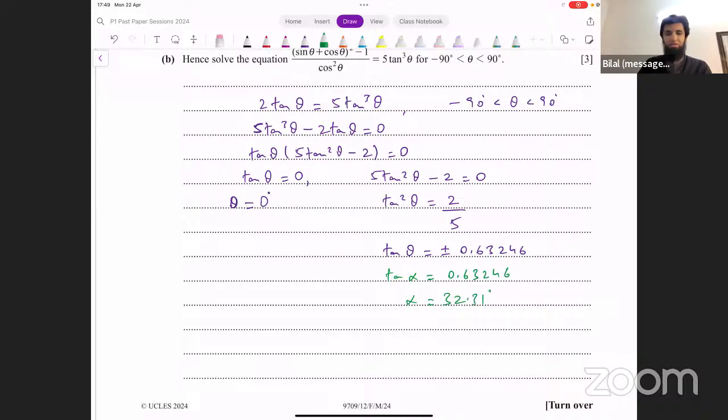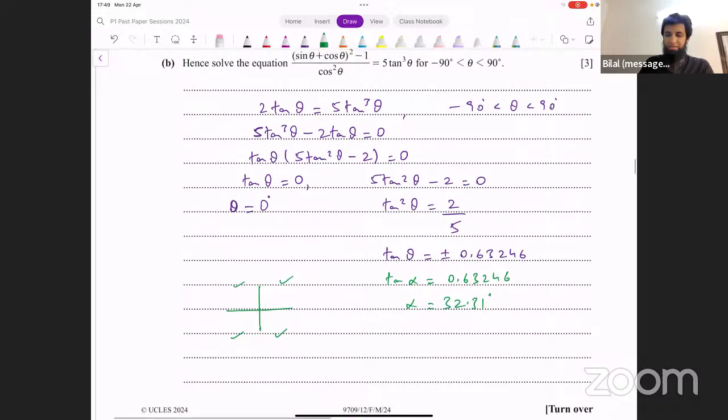32.31 degrees. That's the basic angle that we're getting. And now we think of quadrants. Which quadrants can we be in? Tan could be positive, it could be negative. So both possibilities are there. So that means it could be any of the four quadrants, 1, 2, 3, 4.